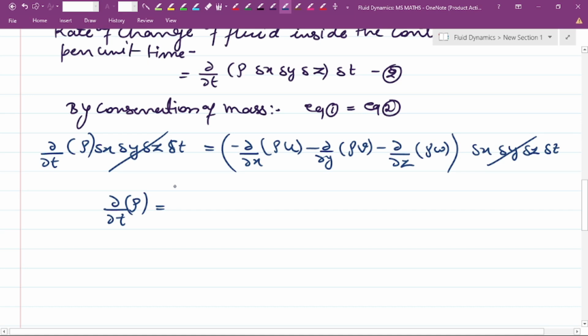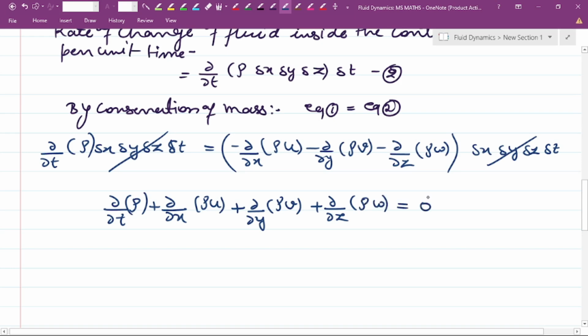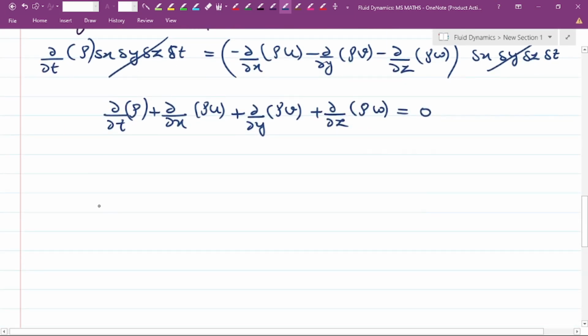So basically, I can write it in this way: ∂/∂x of rho u plus ∂/∂y of rho v plus ∂/∂z of rho w is equal to 0. This is the equation of continuity in the rectangular coordinate system.